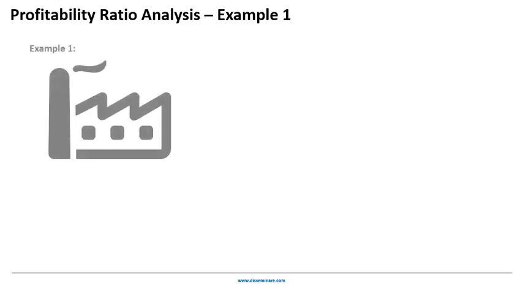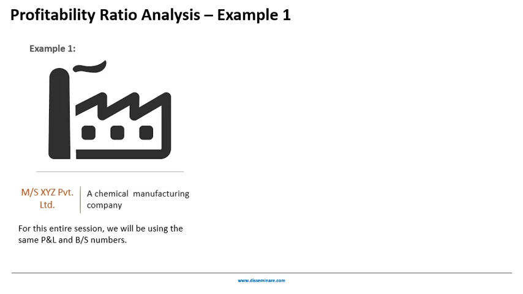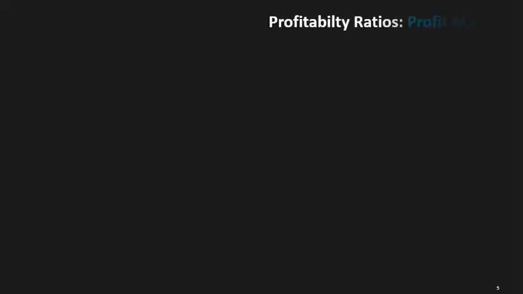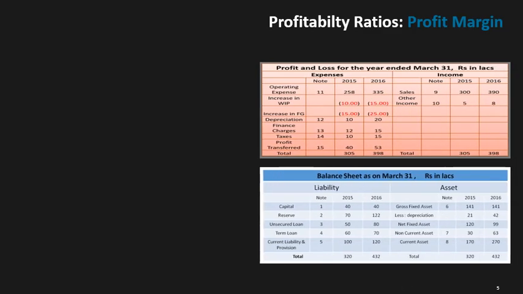Let us start by looking at an example for the calculation of the ratios. In this example, MSXYZ Limited is a chemical manufacturing company. The exhibit shows the P&L and the balance sheet as on the 31st of March of 2016. Please note the figures for each of the P&L and balance sheet items. Let us calculate the profitability ratios. We will start with the calculation of the net profit margin.